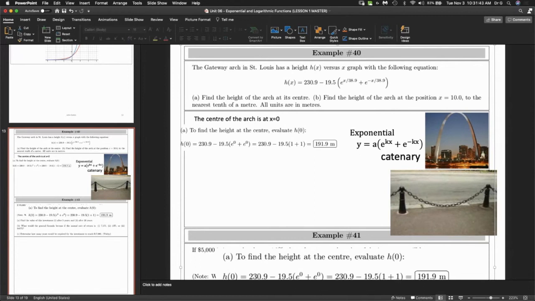Okay. Anyway, in the next question, it says here, find the height of the arch at 10 meters.